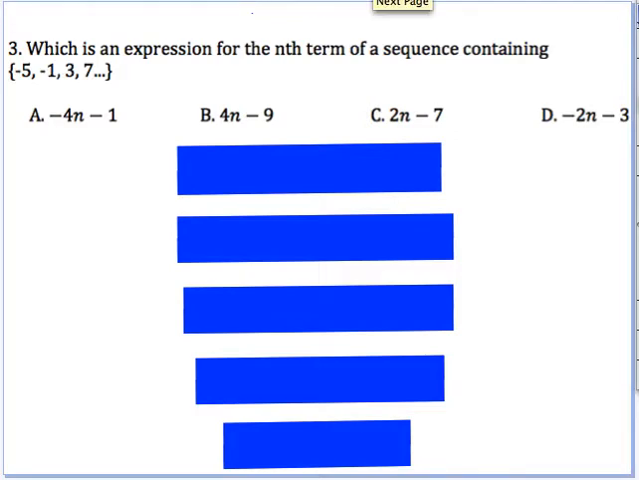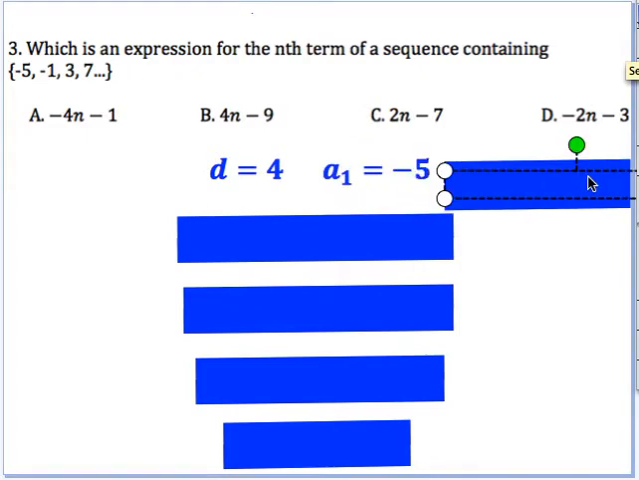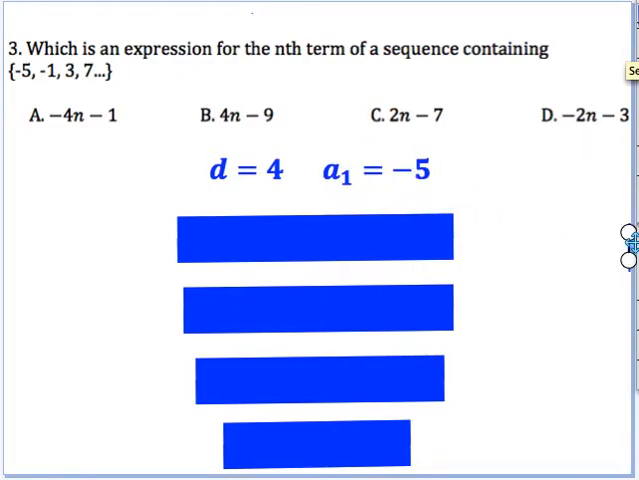Which is an expression for the nth term of a sequence containing -5, -1, 3, and 7? Okay. First thing we need to do is figure out, do you have a common ratio or common difference? In this case, we find that we have a common difference. We are adding 4 each time. So the difference between -5 and -1 is 4. The difference between -1 and 3 is 4. The difference between 3 and 7 is a positive 4.